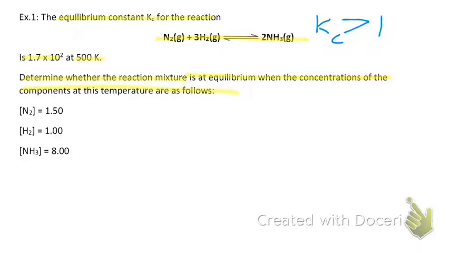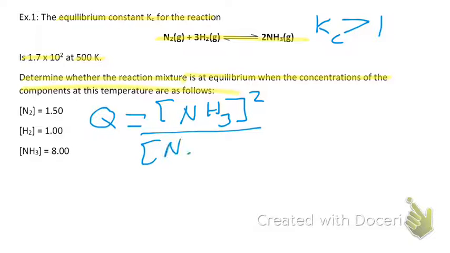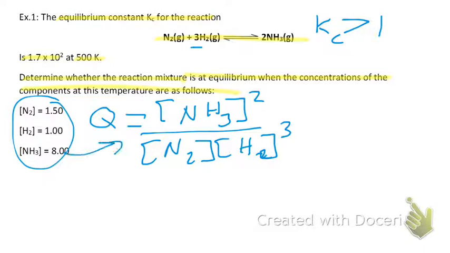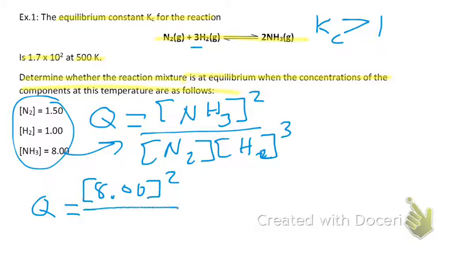To find Q, we use the equilibrium expression. According to our reaction, that would be NH3, our product, squared, over N2 to the first and H2 to the third power, because of the coefficient of 3. So we're going to plug these concentrations into our expression here. It looks like Q is equal to 8.00 squared over our concentration of N2, which is 1.50.